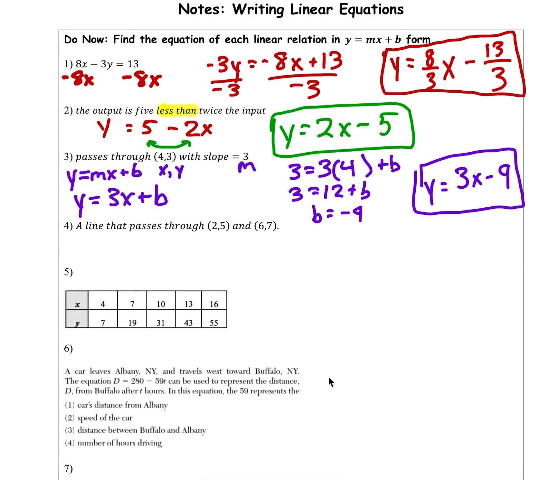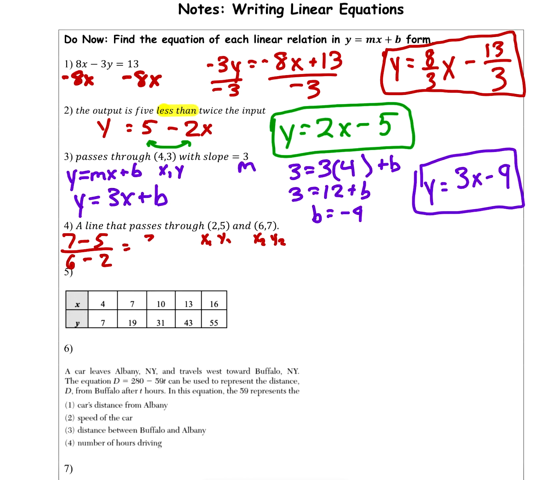Let's take a look at number 4. Number 4 gives us 2 points and nothing else. So what can I find? I know y equals mx plus b. I have to plug in for m and I have to plug in for b. If I'm given 2 points, what can I always find with 2 points? I could always find the slope. So I'm going to say this is x1, y1, x2, y2, and I'm going to find the slope. So it'll be y2, which I said was 7, minus y1, which is 5, over x2, which is 6, minus x1, which is 2.